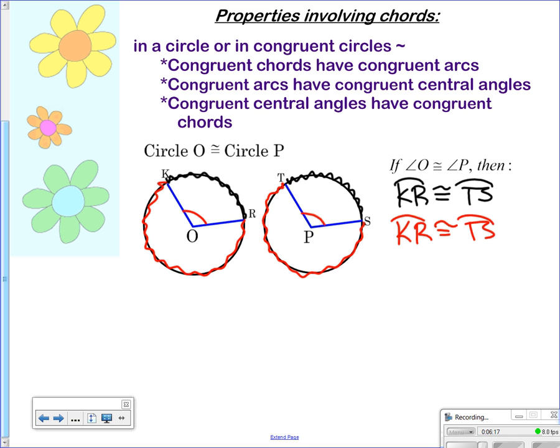KOR and TPS. And you're talking about the angle. Good, and that's a different way to say angle O is congruent to angle P. Okay, so which chord did you say? Okay, so I'm going to draw in the chord from K to R. So we could say that that chord, KR, is congruent to this one, TS. And a chord is just a line segment. So we're just going to put the line right above it.